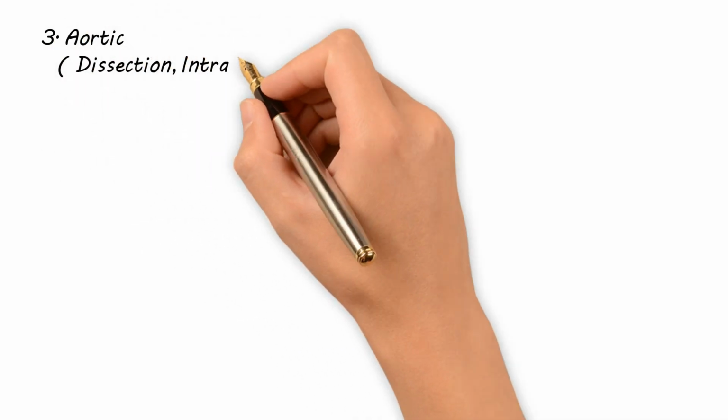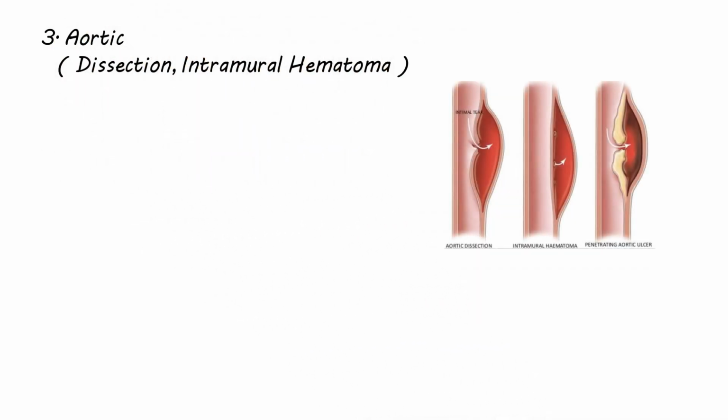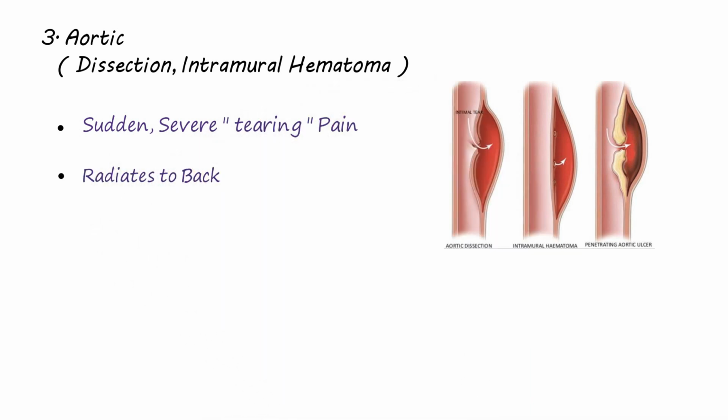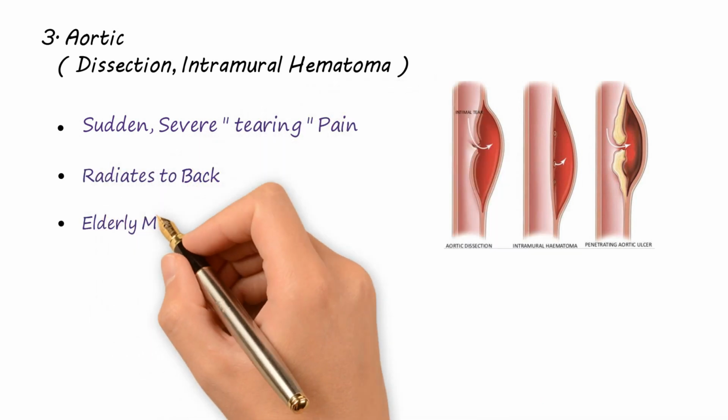Another cause of chest pain is aortic dissection or intramural hematoma. There is presence of sudden, severe tearing pain which radiates to the back. It commonly occurs in elderly men.